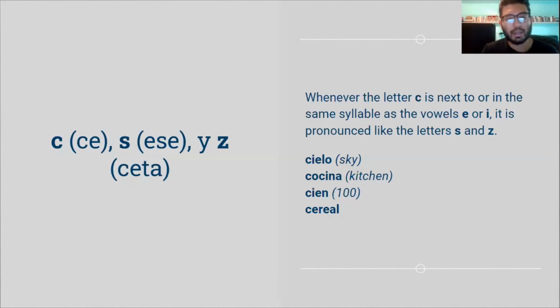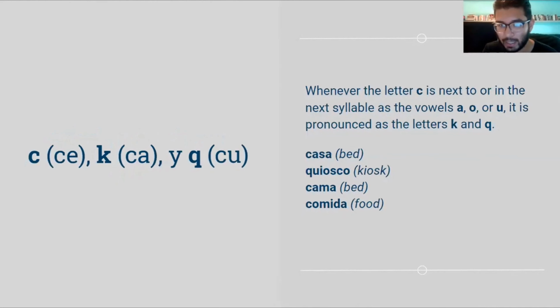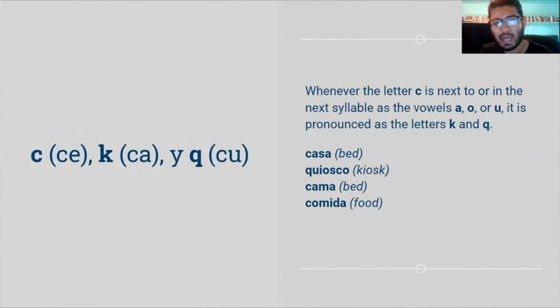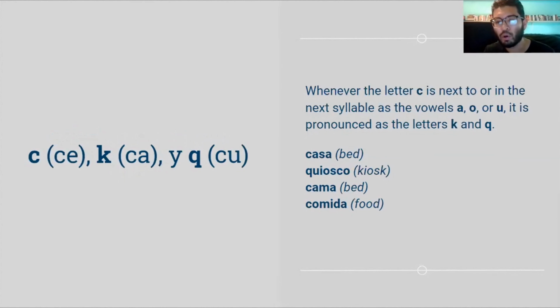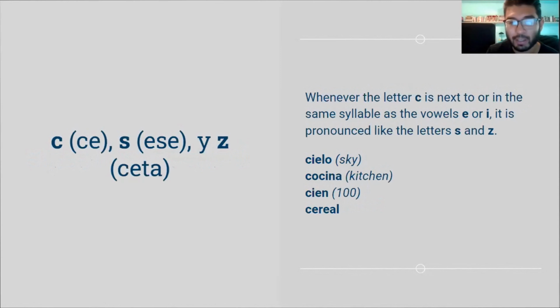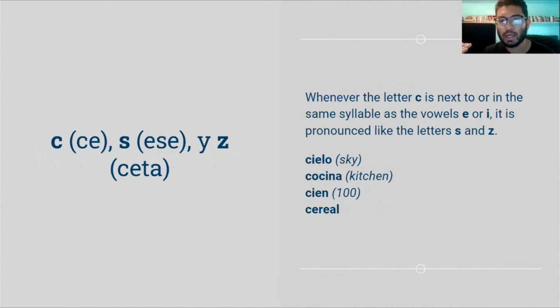So that's interesting, and I think that's something worth underlining. How this letter can produce more than one sound. So as you may guess, it produces the sound of a K whenever it is in the same syllable as the vowels A, O, or U. That is the case with cocina, for example. That first syllable is next to the letter O, so it produces that K sound. That second syllable is with the vowel I, so it produces the S sound.